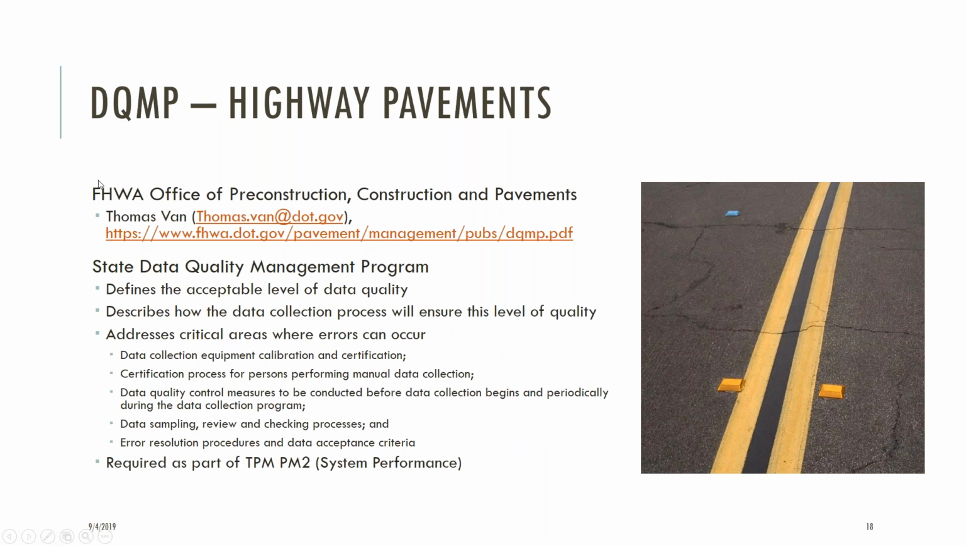Something specific to highway pavements is the state data quality management program, which defines acceptable levels of data quality, describes how the data collection process will ensure the level of quality of that data, and then addresses critical areas where errors can occur. All of this is required as part of TPM PM2 system performance, but this is specifically on the data aspect with respect to pavements. So this again is another resource that Federal Highway provides.